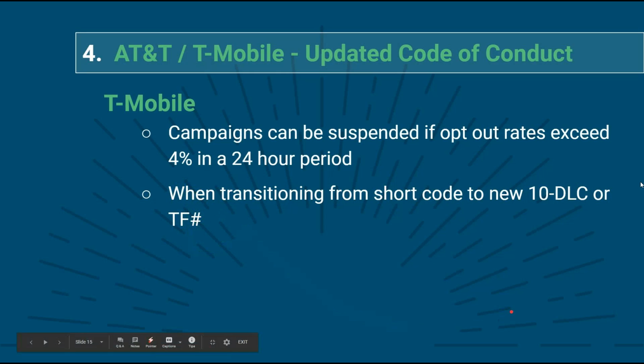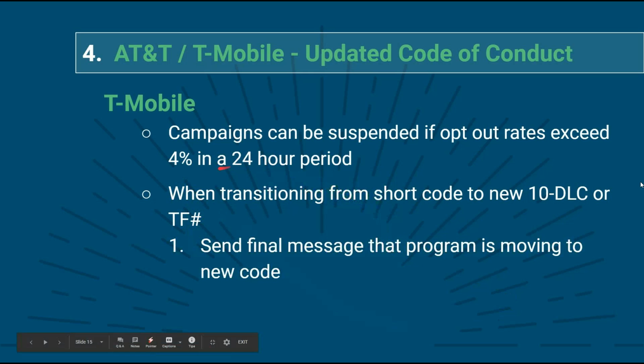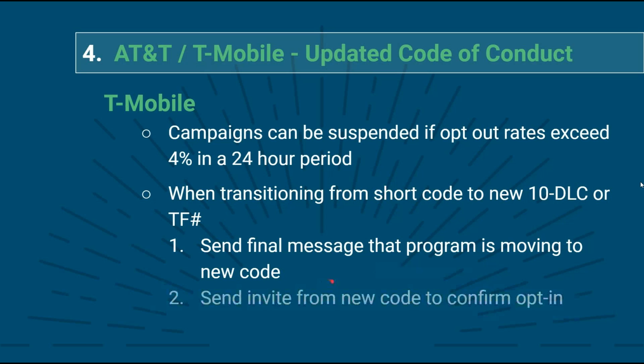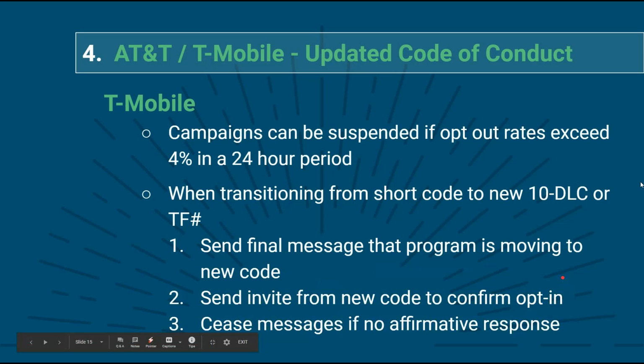Here's another thing that T-Mobile has indicated. Number one, when transitioning from a short code to a new 10DLC or toll-free number, they want you, and this is a best practice that we talk about regularly, to send a final message that the programming is moving to a new code. Then they want you to send an invite from the new code to confirm the opt-in, but they've also stated that they want to cease messages if there is no affirmative response.